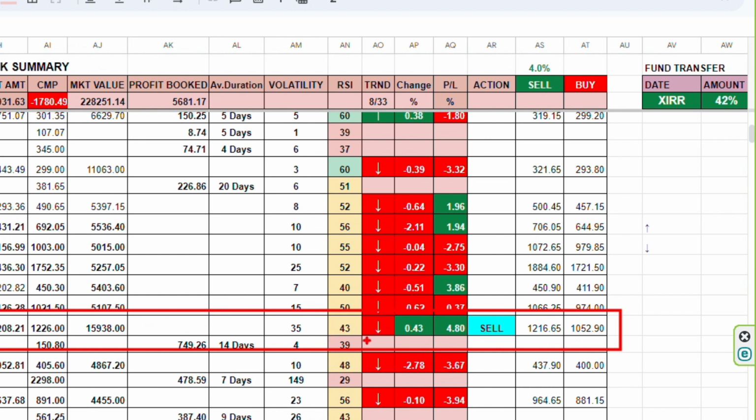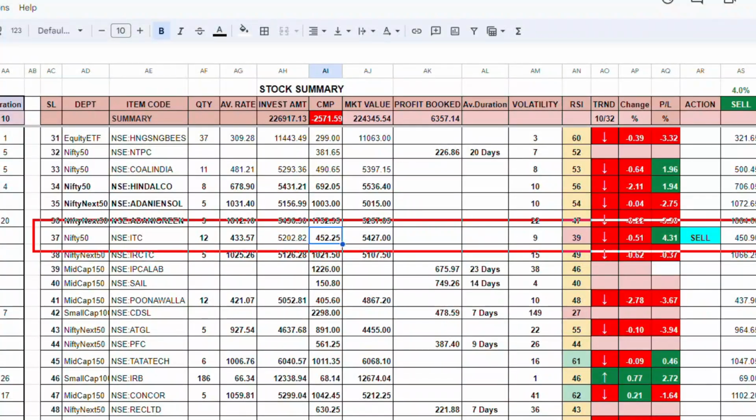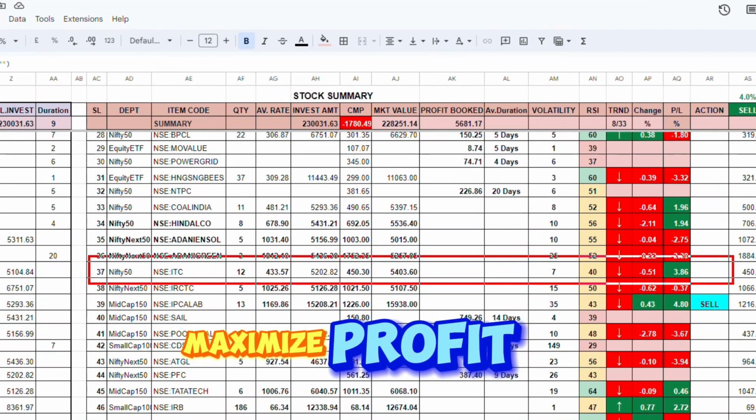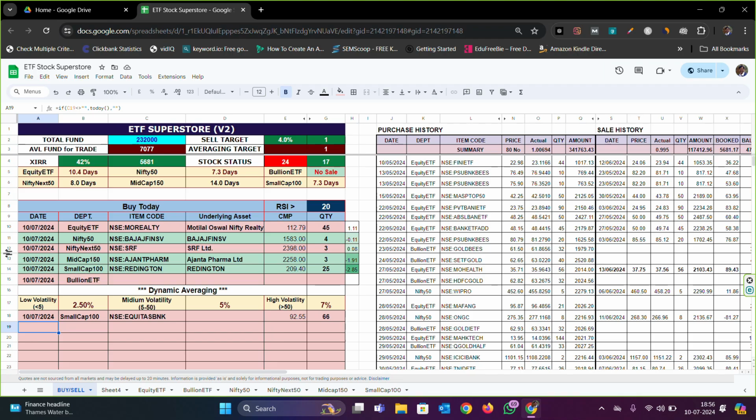Today, I received a sale trigger for 2 stocks and sold them immediately. After selling ITC, the downtrend continued. The price fell further below 4%. This shows how effective our trend formula is. Let's move on to entering today's transactions into our purchase and sale history.